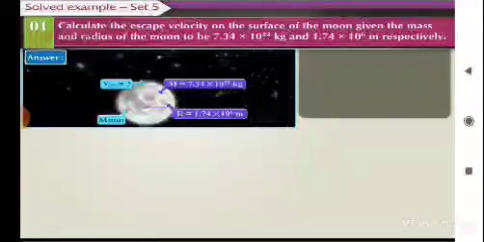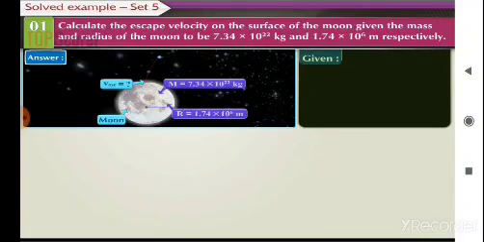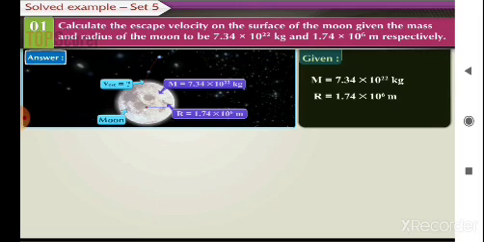Answer is given. G is equal to 6.67 into 10 raised to minus 11 Newton meter square upon kg square. M is equal to 7.34 into 10 raised to 22 kilogram and radius of the moon is equal to 1.74 into 10 raised to 6 meter. Now we have to find the escape velocity.